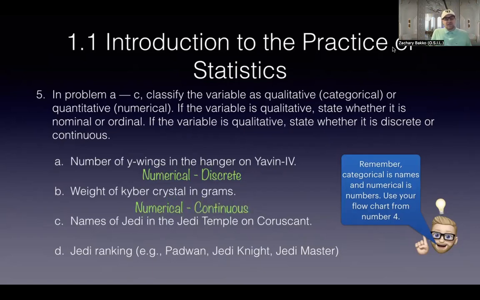Okay. Names of Jedi in the Jedi Temple on Coruscant. We can have the names listed in any order. We're not looking at rank here. So this would just be categorical, nominal. And then the Jedi ranking, for example, Padawan, Jedi Knight, Jedi Master, if we're starting at the lowest level and going to the highest level, and we're classifying them by Padawan, Jedi Knight, Jedi Master, that's going to be the categorical ordinal.